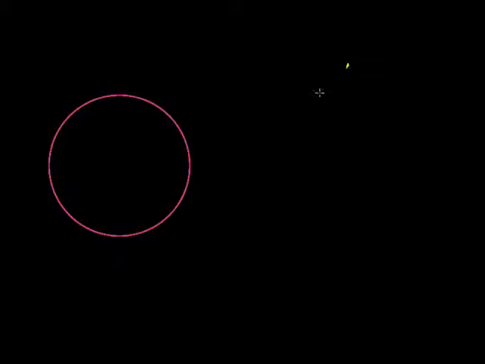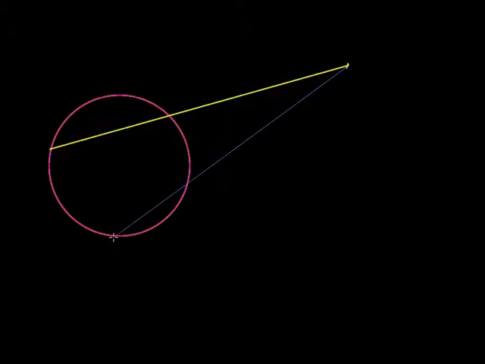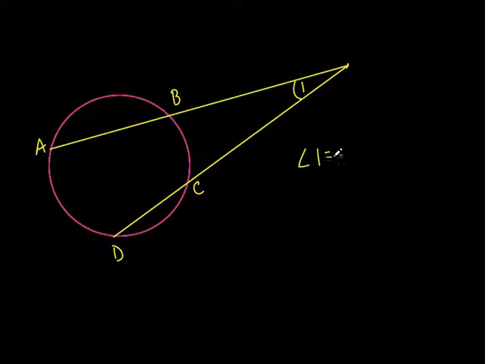If you have a point outside a circle, and you draw two secants, so there's a secant right here, and there's a secant right here. Let's mark some of these points again so we can talk about them: A, B, C, D. And we'll call it angle 1 again. This angle right here is angle 1. Now we learned something when the secants intersect outside the circle and form that angle.